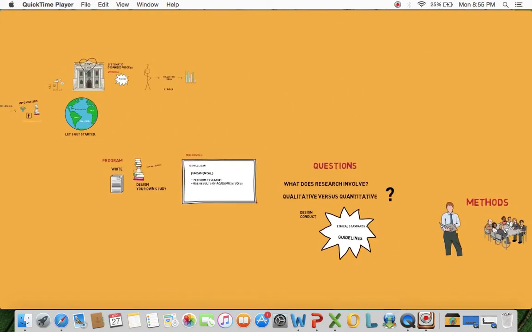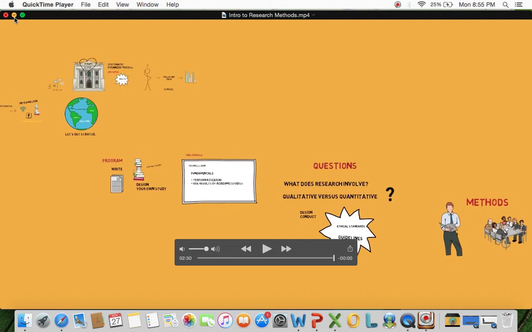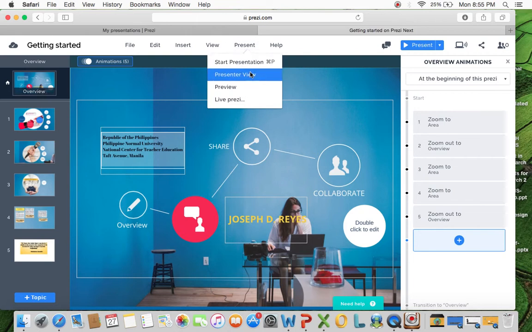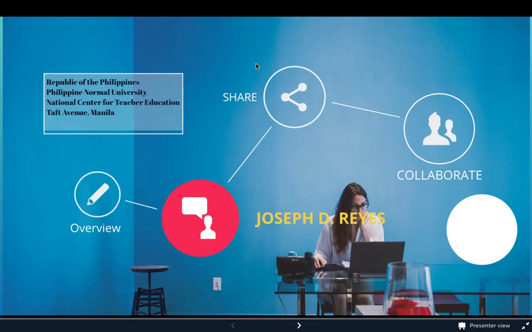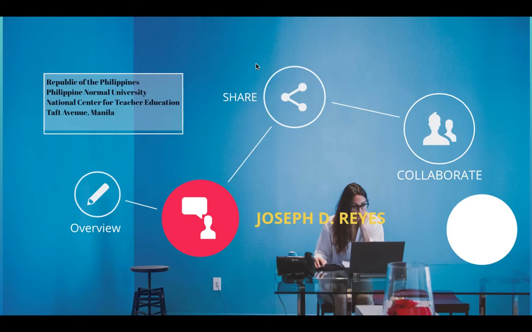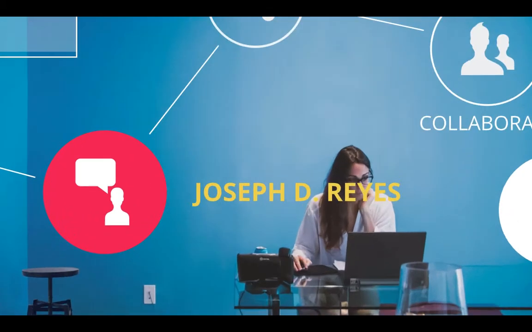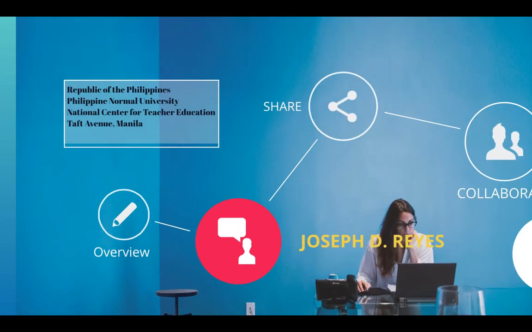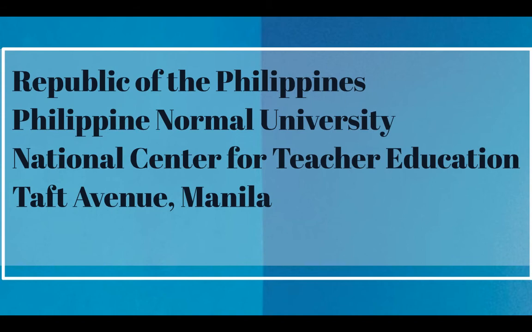There you have it, my dear students, about the introduction of research. And now to proceed, let's have the presentation about the new classification of non-experimental quantitative research. By the way, I'm Mr. Joseph D. Reyes from Philippine Normal University, National Center for Teacher Education.